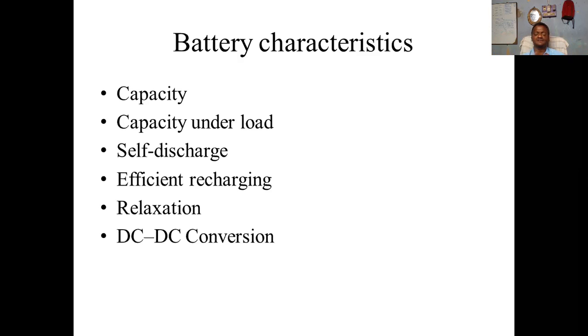So this is some idea about the sensors, actuators, and what the battery characteristics are for the sensor. The remaining should be discussed in the next class.